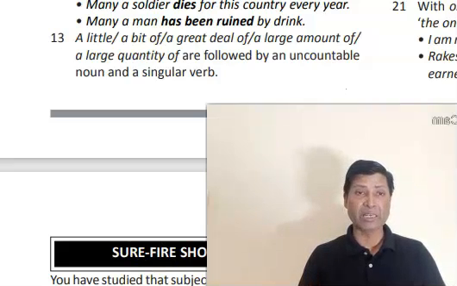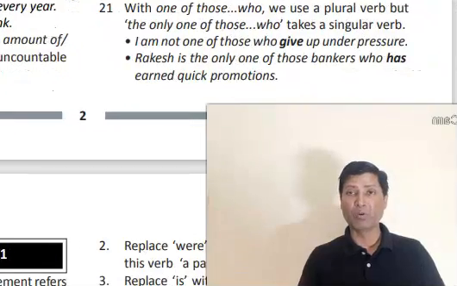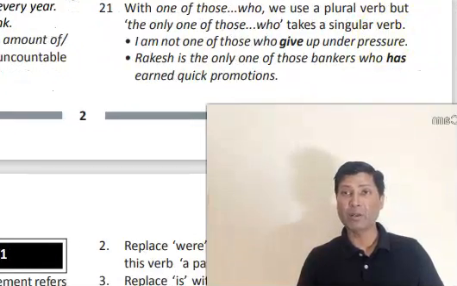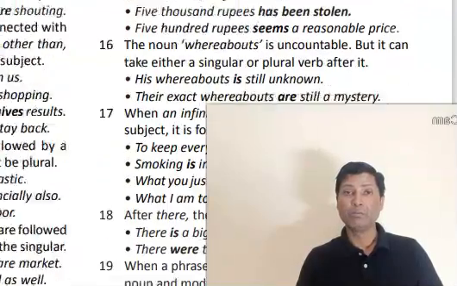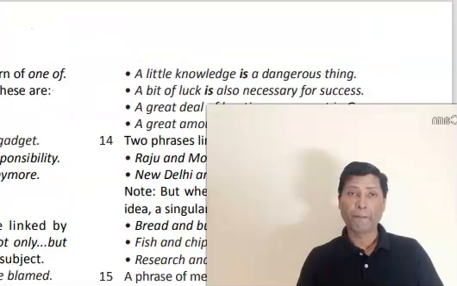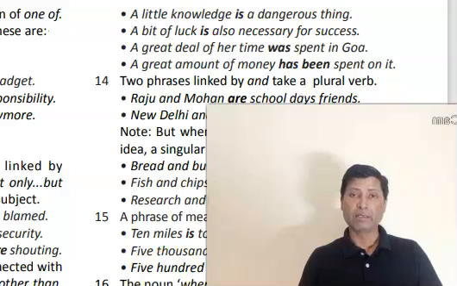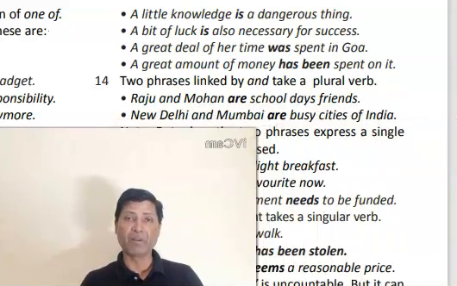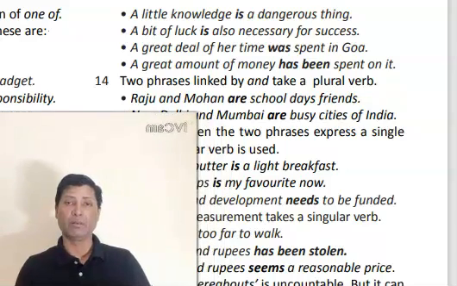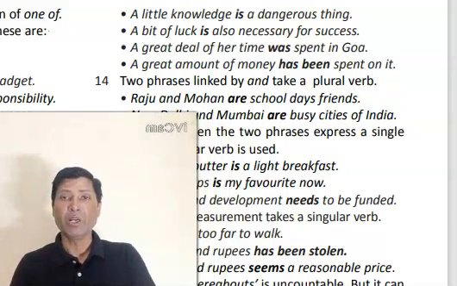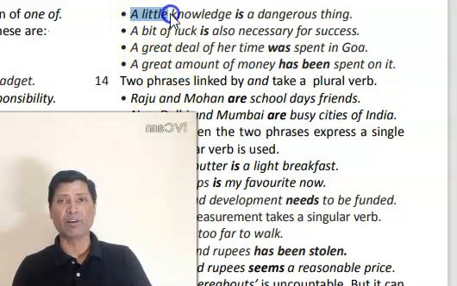For example, let me take you to the rule. Here, the example is here. A little knowledge is a dangerous thing. So here a little is coming before knowledge. Knowledge is uncountable, therefore the verb is singular.